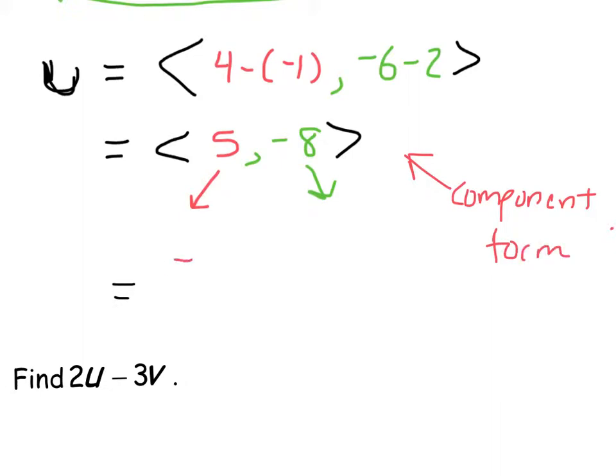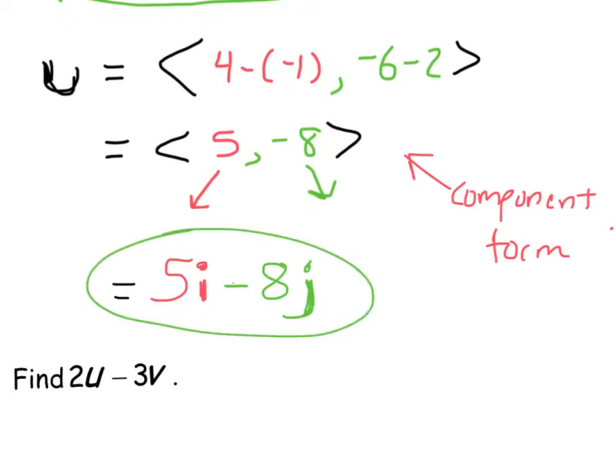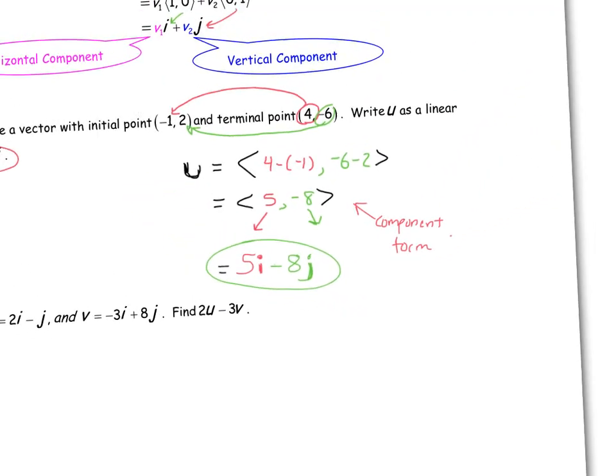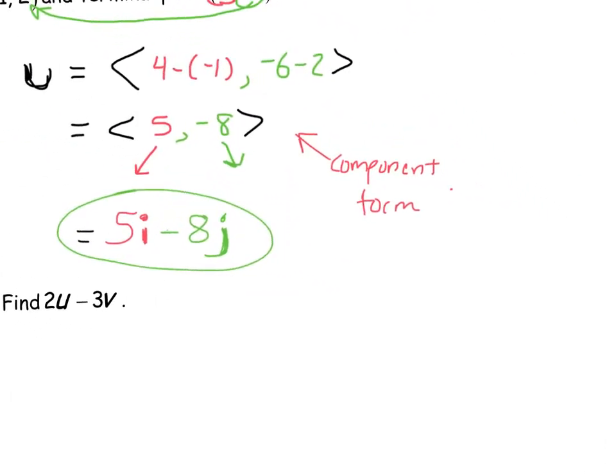So I just bring the 5 down with the i. I'm going to boldface it. And then plus, let me change that to minus. Bring down the minus 8 with the j, and I'm going to thicken that just a little bit, like so. And I'm done, no more. So component form is what we did yesterday, and this here is called linear combination of i and j, or using unit vector form.